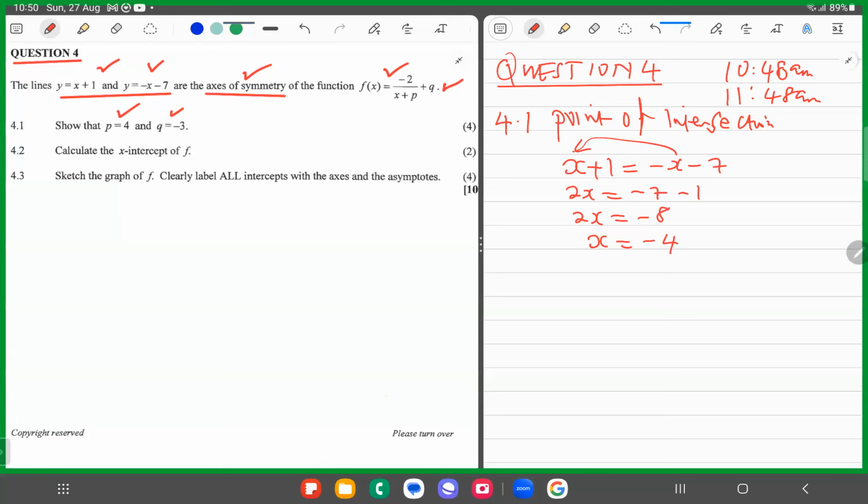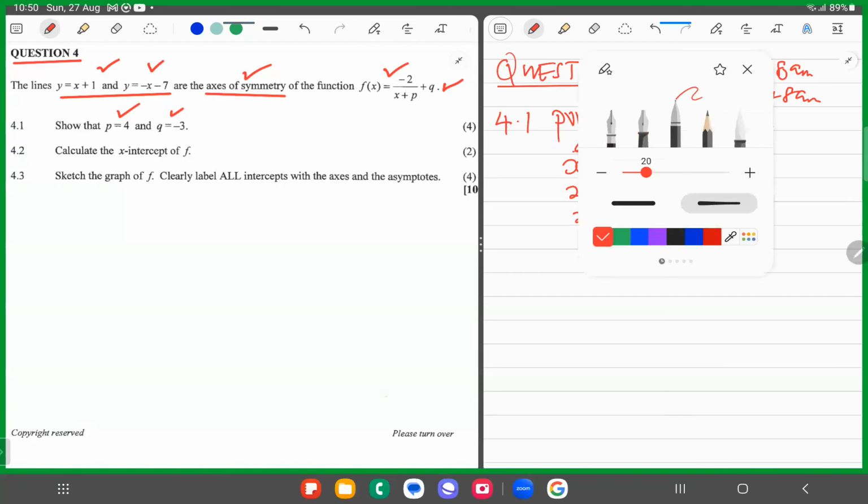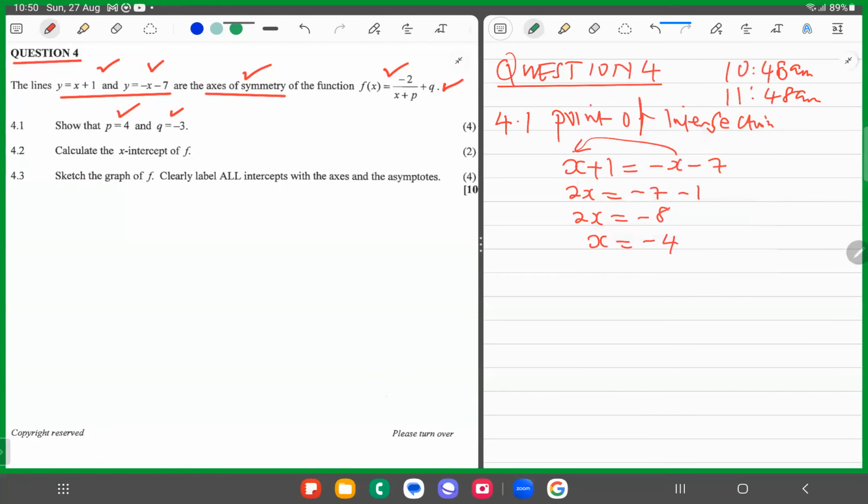Okay, so with the minus 4 obtained, what does it mean? It means we got the x value of the point of intersection of the axes of symmetry, or lines of symmetry. Now, y equals x plus 1, and our x is minus 4, so minus 4 plus 1 is minus 3. And therefore, at this point, we proceed to write down the equation.